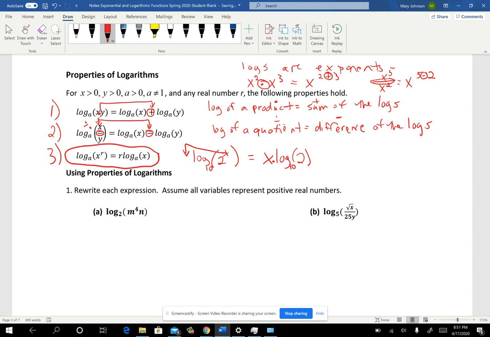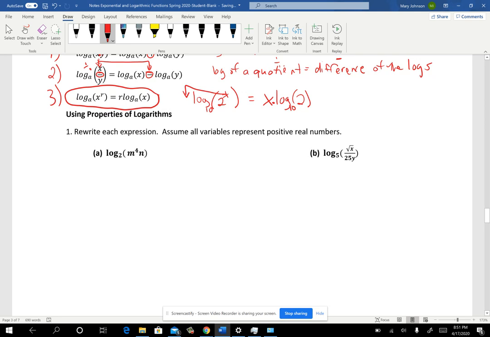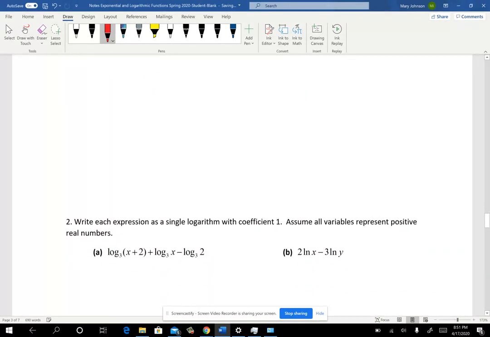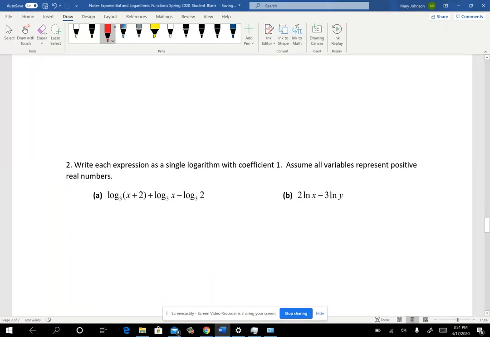All right, so what's happening on questions 1 and 2 is you're either expanding, stretching out the expression as much as possible, which you need a lot in calculus, or you're contracting, trying to get them together into one log, which is what we really need a lot of for the stuff we're going to be doing.